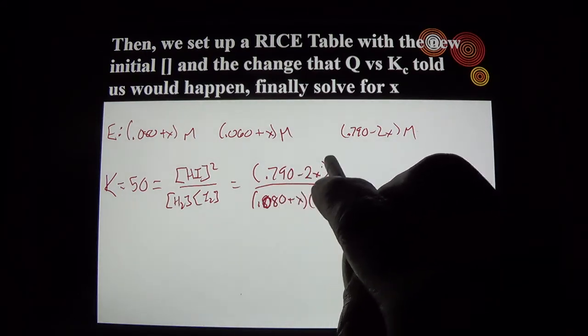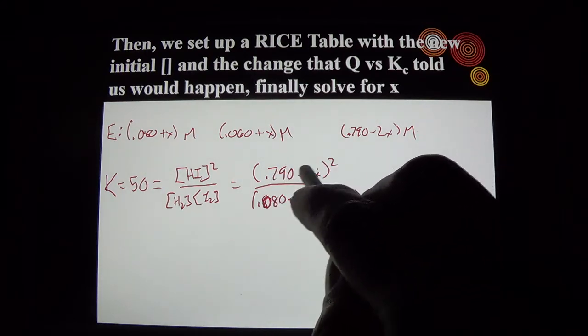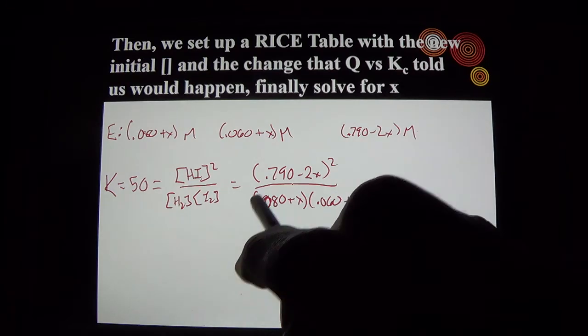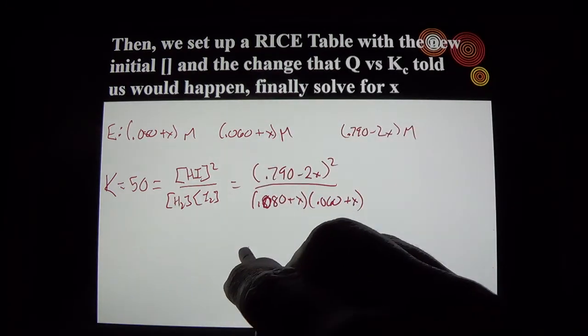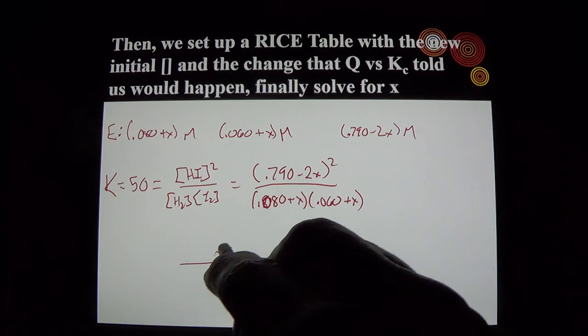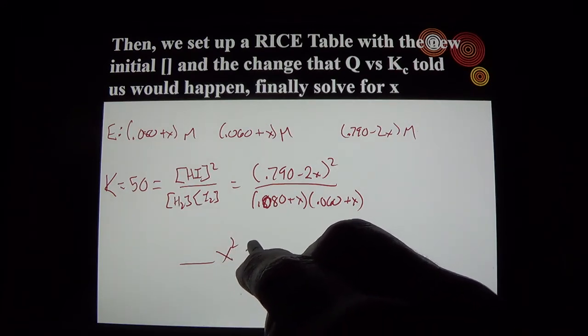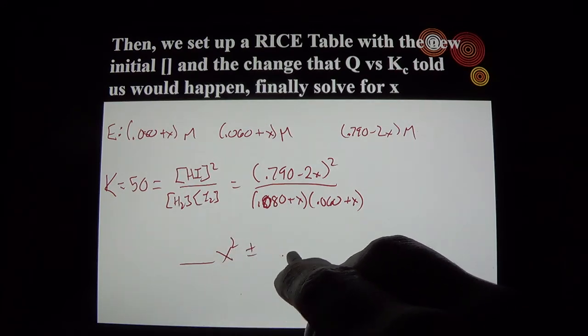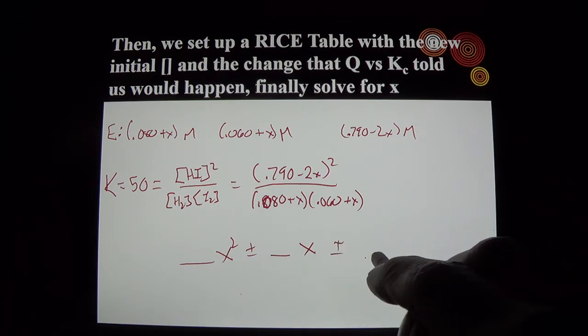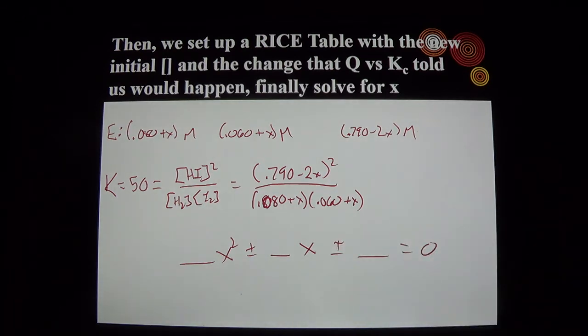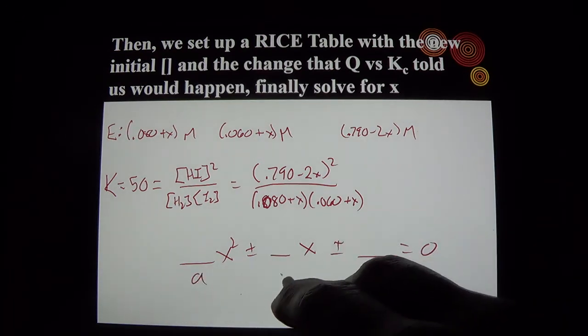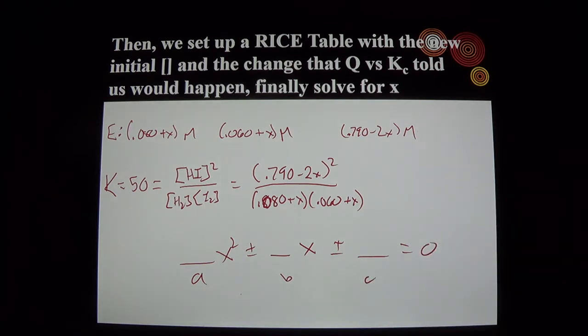You square this. You should know how to square something like that. Okay, and then you group your like terms. And you really do work it out to where you get something x squared plus or minus something x plus or minus something equal to 0. And then you have your a term, your b term, your c term. You plug it into your quadratic equation, and boom, there you go.